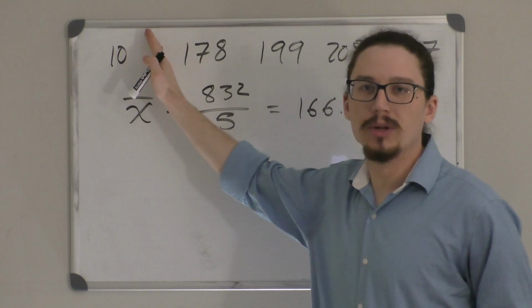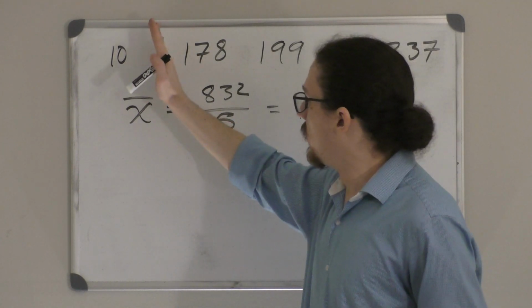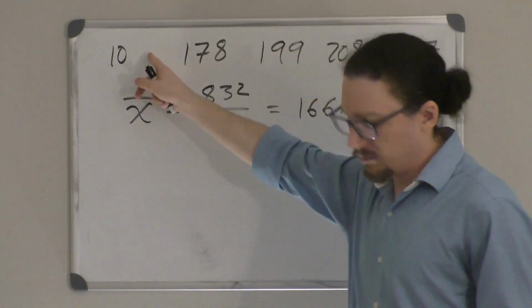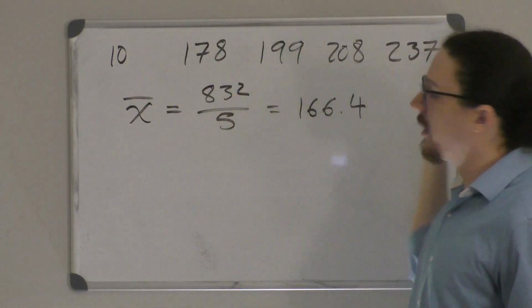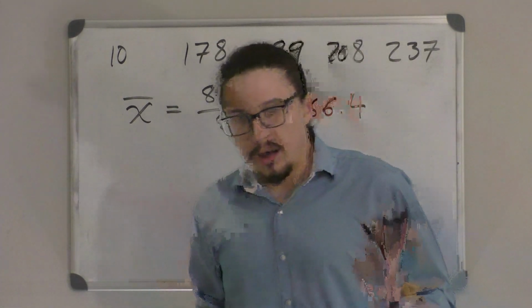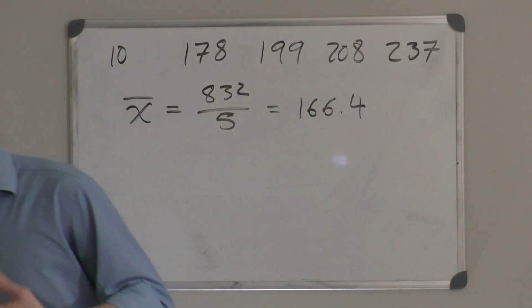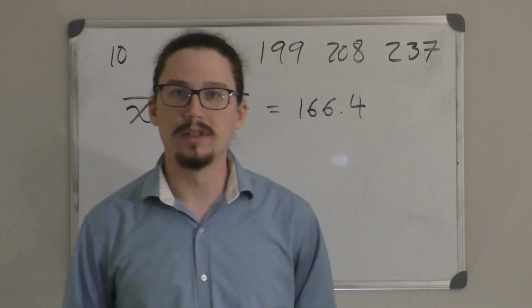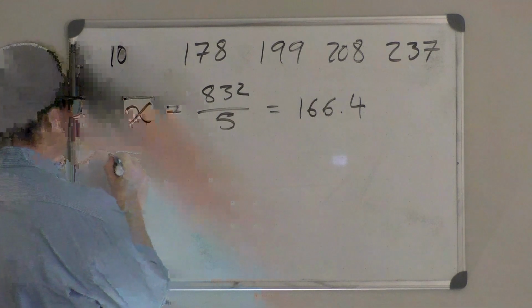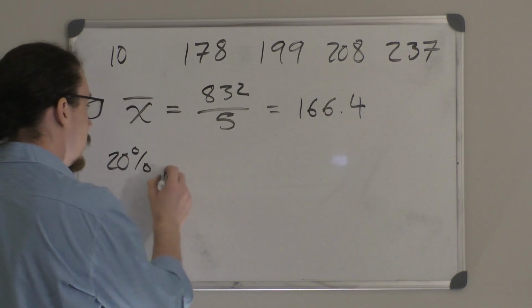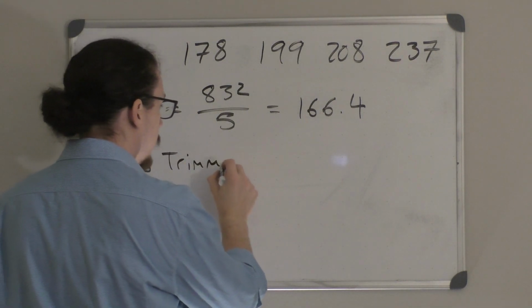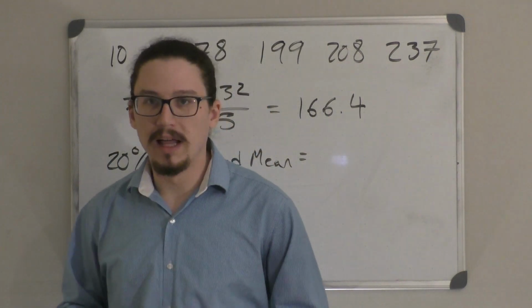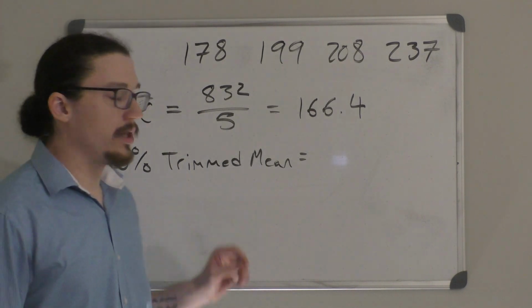So we're trying to get an idea of the central location. With this 166.4, you can compare it to our data. Well, that's in between 10 and 178. So you've got one value to the left of it, and 4 values to the right. So you could question, hey, maybe this isn't the most representative measure of central location.